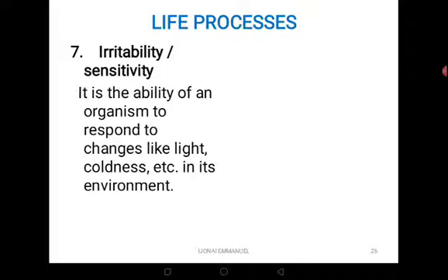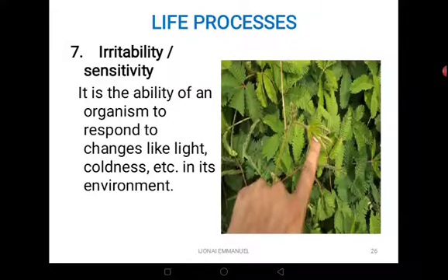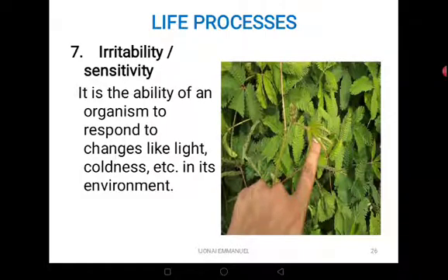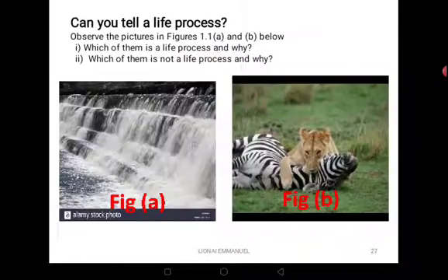So members, the life processes we have talked about are those ones. There are 7. And I know at least you remember some of them. And I want you to remember them. And as you remember the life processes, I want us to do this assignment here. Look at the 2 pictures there, figure A and figure B. So after observing them, can you identify what's happening?